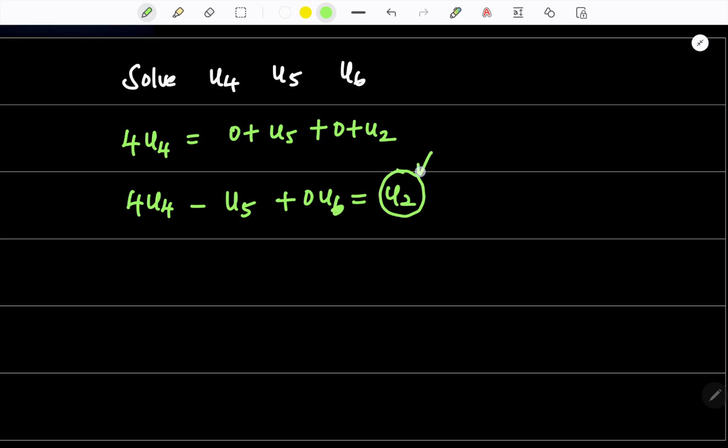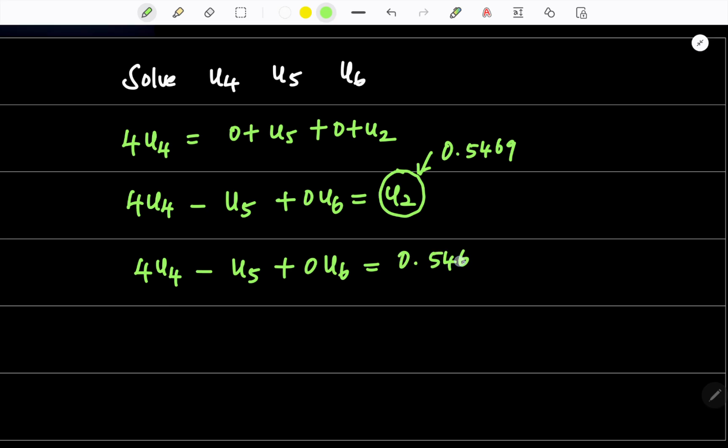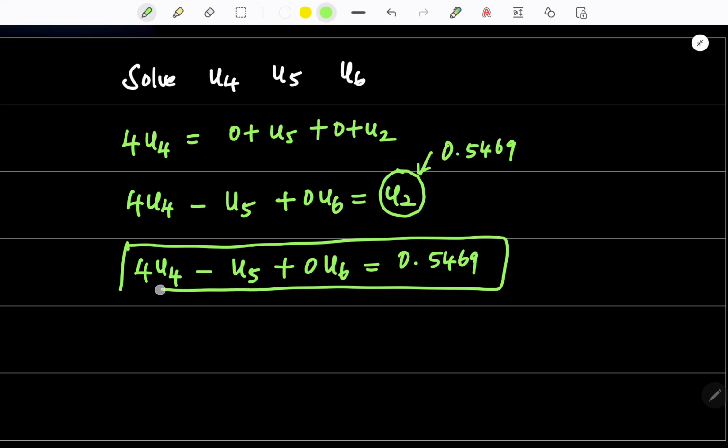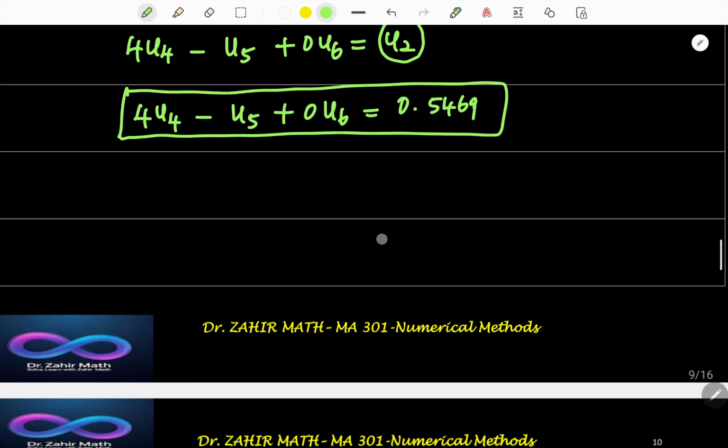The u2 value, you take it from the previous one. What is your u2 value? 0.5469. So 4u4 minus u5 plus 0 u6 is equal to 0.5469. So keep this equation ready. The u4 equation is ready for us. Let's go for the next equation.